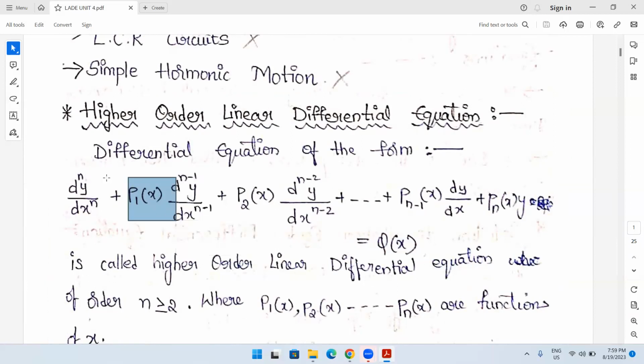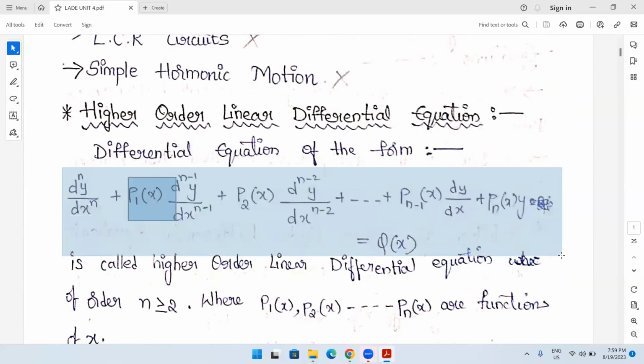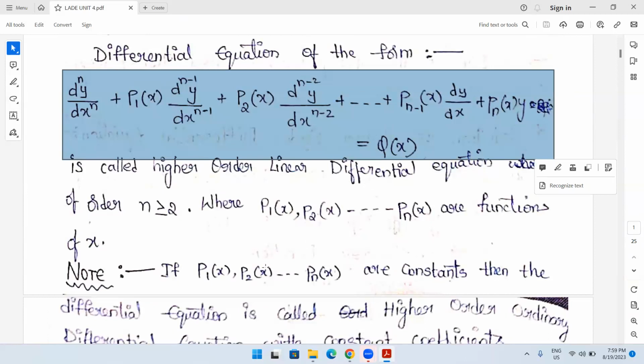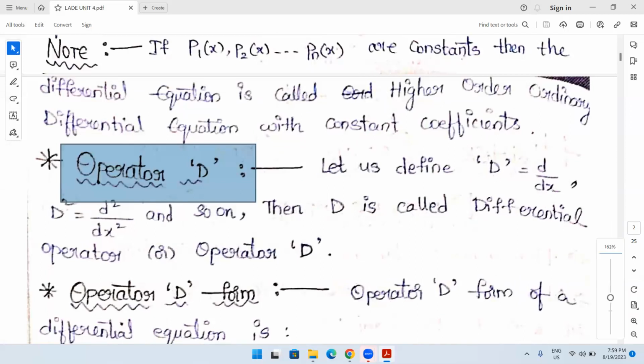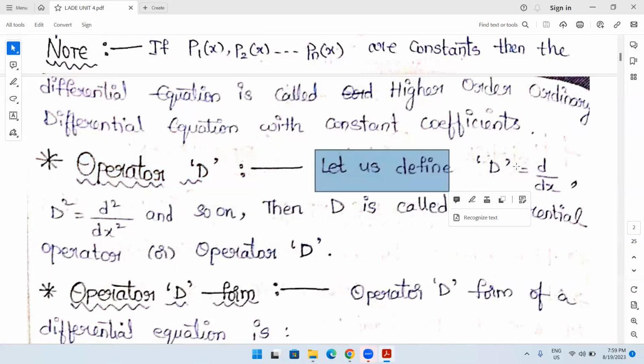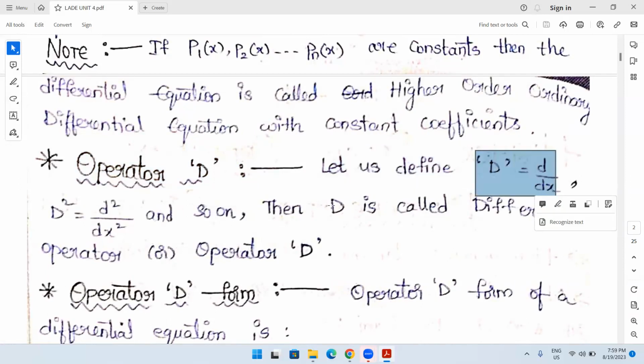Okay, and the bigger differential equation can be written in short form using the operator D. Let us learn what the definition of operator D is. So what is the operator D? Let us define a capital D in the form of d by dx.